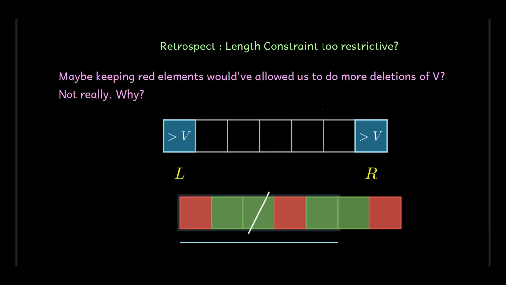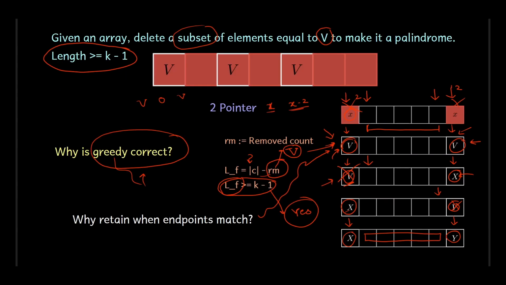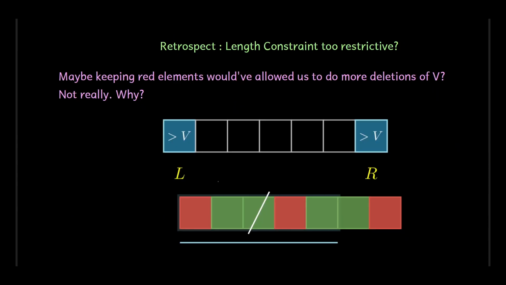Now, one thing that you might still wonder is this length constraint, right? It is becoming the bottleneck, because this is the one that decides if the final answer is a palindrome or not. So then again, you might have doubts that is this length constraint too restrictive? What if we had kept the green elements around? Would it have helped us with deleting more elements, more copies of v? So again, I think I already discussed this part, but I'll just reiterate that keeping extra copies of the elements from the right hand side will not have affected the answer.